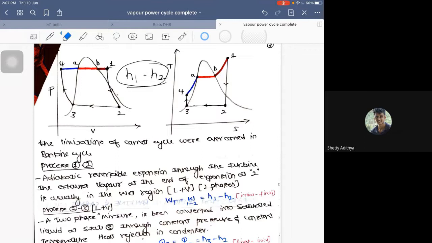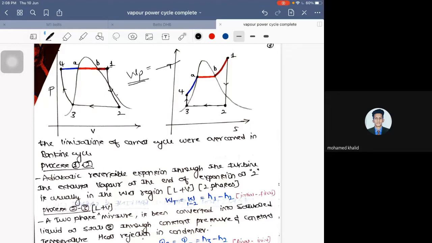Now, let us have this exercise. Where does the pumping action take place in the Rankine cycle? In which process: 1 to 2, 2 to 3, 3 to 4, or which one? 3 to 4. Now, can anyone tell me how I calculate the value of the pumping work?